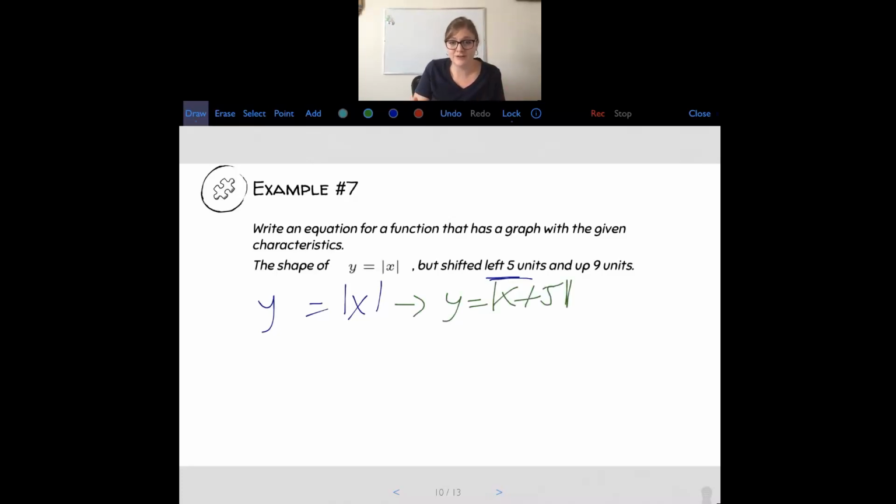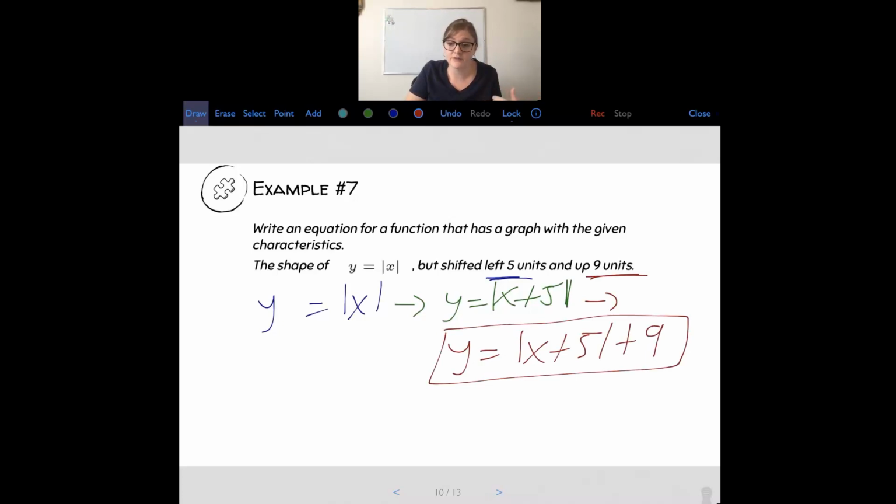From what we know about transformations, will this in fact shift the graph left 5 units? Yes, it will. Next is up 9 units, so we're going to add 9 to the end of this to get y equals absolute value of x plus 5, plus 9. This is our final answer, and I encourage you just to look these over and do a double check. Is what you wrote in the equation matching up with what was given in the problem?